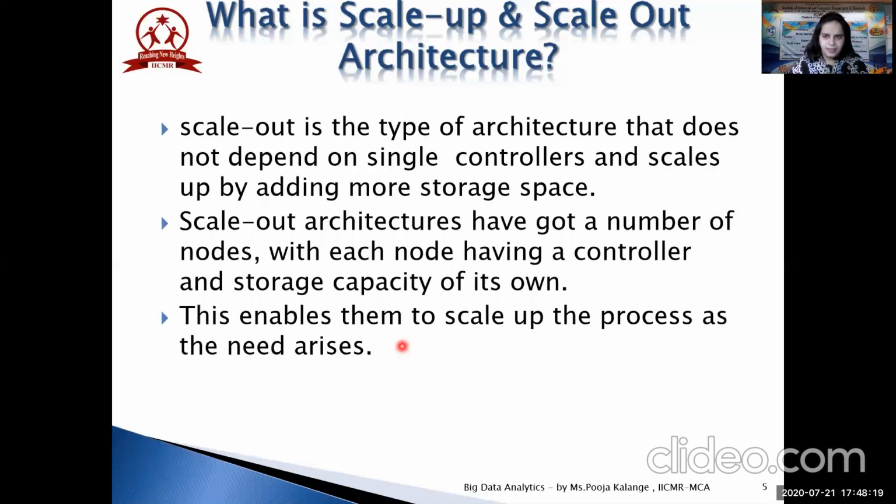The scale-up architecture, as I told you, depended on the dual controller, a single controller controlling the entire network. But in this case, it will not be a single controller. It will be divided horizontally and control is given to each node. So in the scale-out architecture, we have a number of nodes, each having a controller and storage capacity of its own. They are independent processors with their own processing capability. Due to this, it can scale up the process as the need arises.